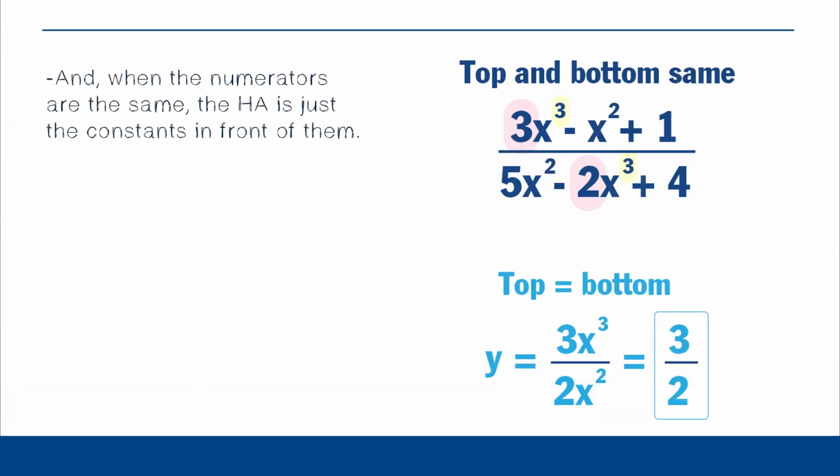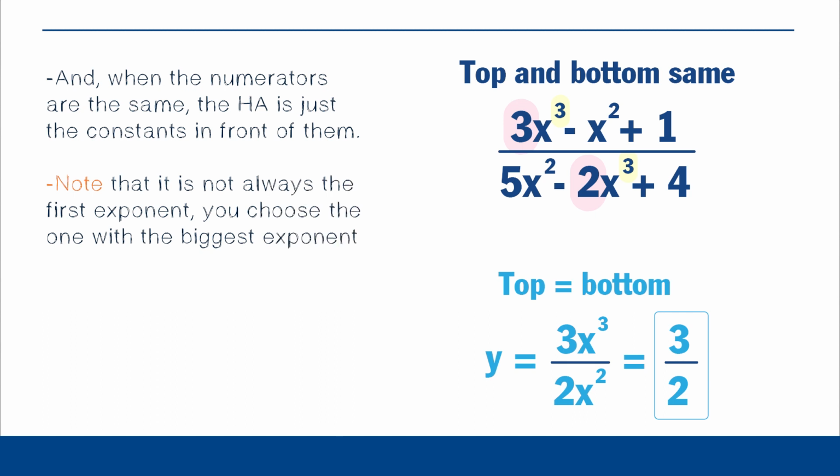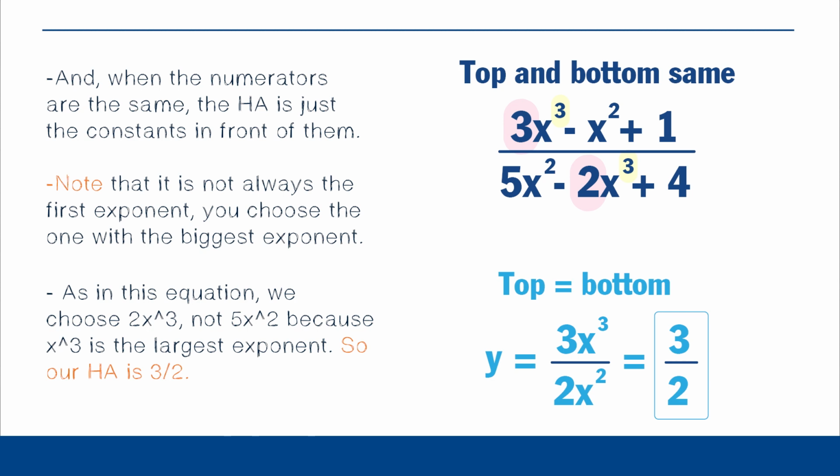And when the numerators are the same, the horizontal asymptote is just the constants in front of them. Note, that is not always the first exponent. You choose the one with the biggest exponent. As in this equation, we choose 2x to the third, not 5x to the second, because x to the third is the largest exponent. So our horizontal asymptote is 3/2.